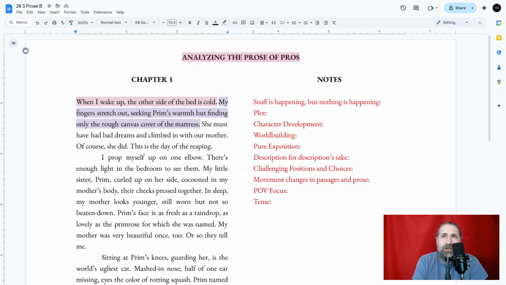These two sentences are doing something because they are through the POV and the emotional experience and choices of the character. The character chose to search for Prim. That's character development.